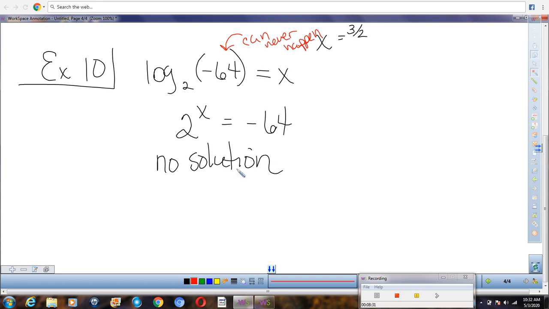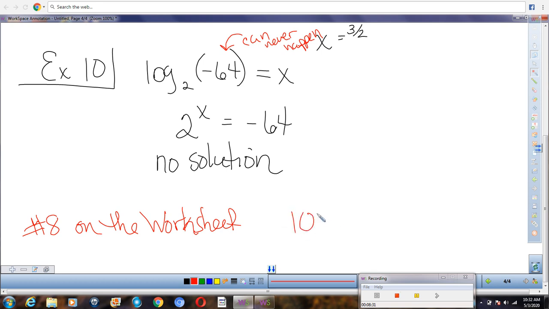So let's practice these today with your worksheet. I do want to point out that there is a typo on your worksheet. Again, I apologize for that. So, real quick, on number 8 on the worksheet, it should be 10 to the negative 3 equals 0.001. Accidentally, I typed a 2 instead of a negative there.